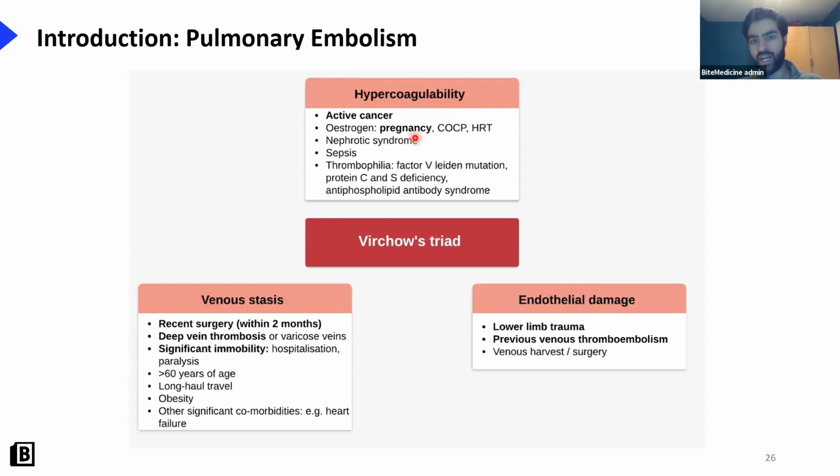Pathophysiology, Virchow's triad, if we go back to our first, second year of med school, consists of hypercoagulability, venous stasis, and endothelial damage. Any one of these criteria can increase your risk of forming a thrombus, which will then embolize to the lungs, causing a PE. I'm not going to go through all of these. We've done an in-depth webinar on pulmonary embolism and DVTs a couple of months ago, so do check that out if you're interested. Again, I think that one's freely available.